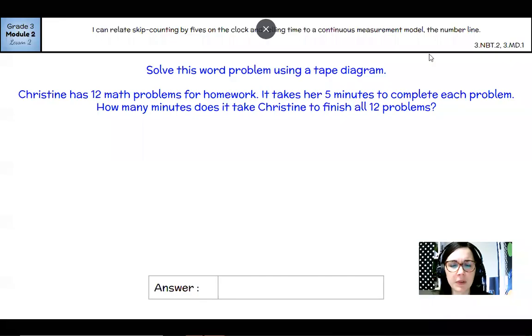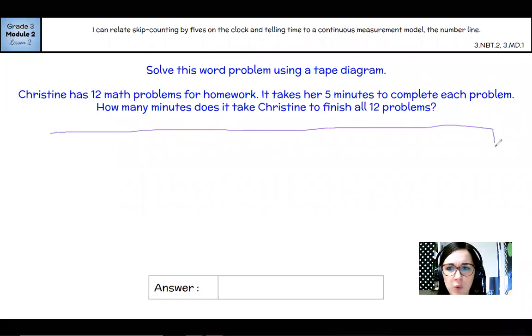Here we go. Okay, solve this word problem using a tape diagram. Christine has 12 math problems for homework. It takes her 5 minutes to complete each problem. How many minutes does it take Christine to finish all 12 problems? Okay, this is a multiplication problem. So I'm going to make a tape diagram with 12 units.